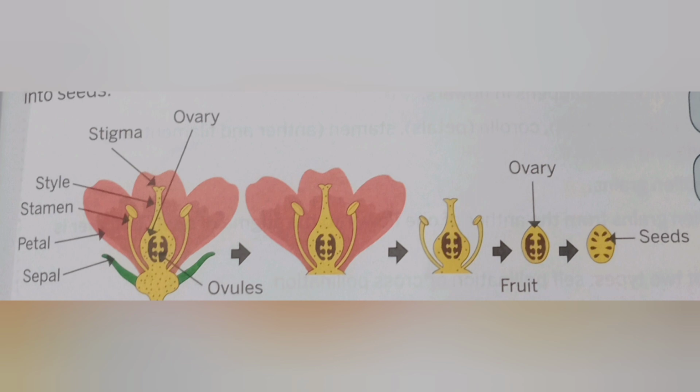As you can see in the picture, the first is a complete flower, then the petals go, the sepals go, all the other parts go, and then it is a seed only, from the ovules. So at last I would like to say these are the things that happen in the reproduction of plants.